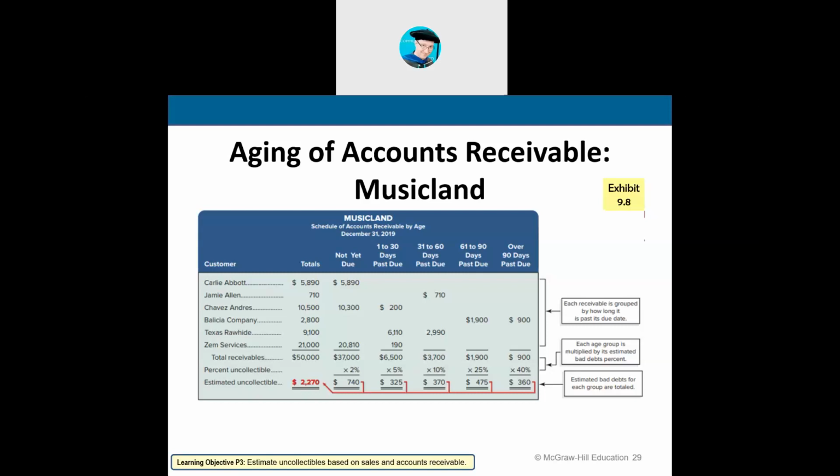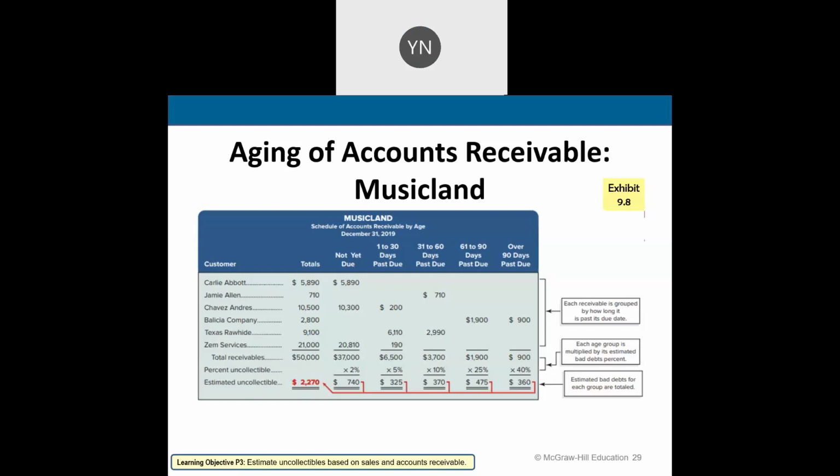Then I would debit cash and credit accounts receivable, correct? That's correct. And then I would have to go back and reassess the percentage based on the loss of the receivable in 31 to 60, correct? That's right. I have to readjust my estimated uncollectible.